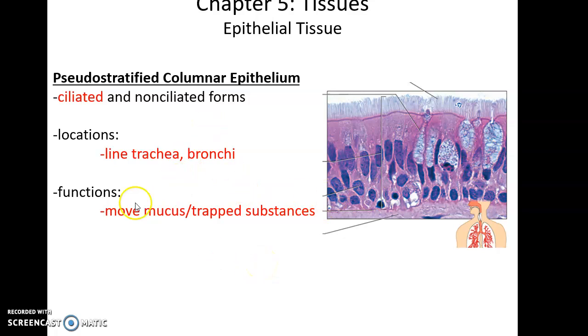Places we find it is lining the trachea and the bronchi. And when it lines the trachea and bronchi, it'll have cilia, and then it is able to move mucus, and the substance is trapped in the mucus so that the mucus goes away from the lungs up toward the throat.